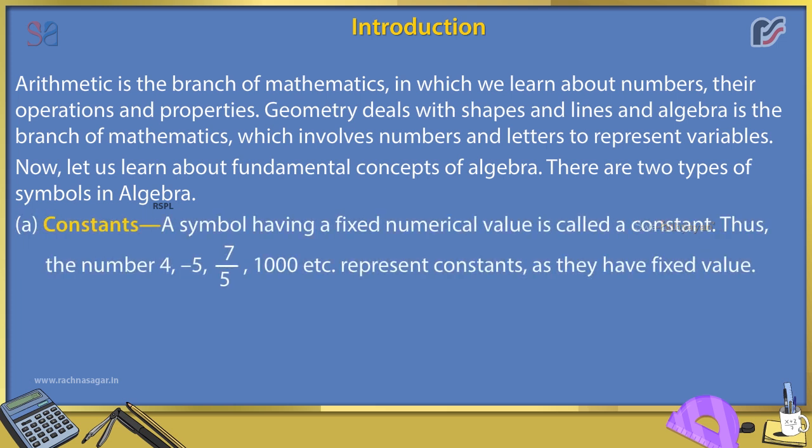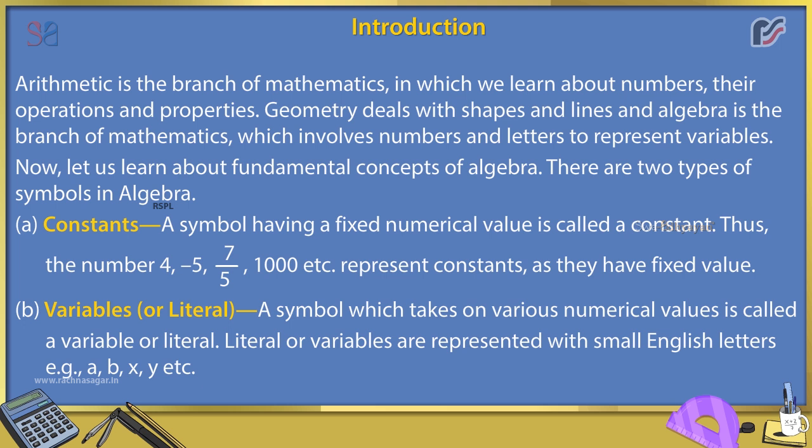A. Constants. A symbol having a fixed numerical value is called a constant. Thus, the numbers 4, -5, 7/5, 1000, etc. represent constants as they have fixed value. B. Variables or literals. A symbol which takes on various numerical values is called a variable or literal. Literals or variables are represented with small English letters, for example, a, b, x, y, etc.